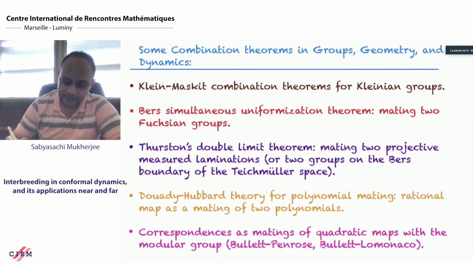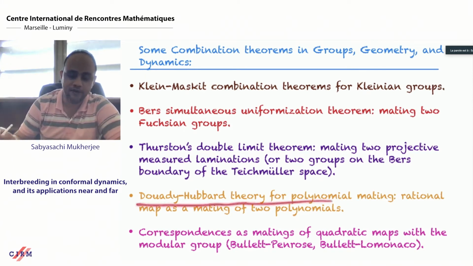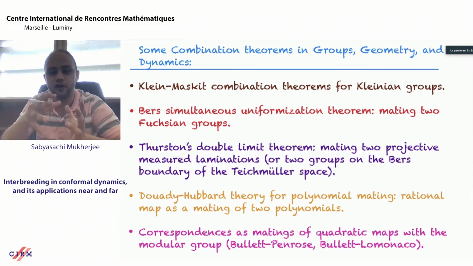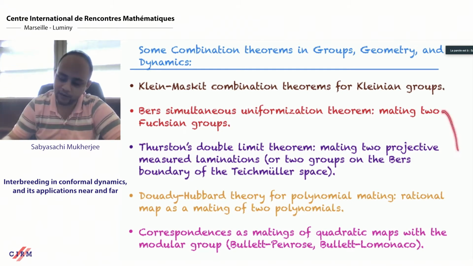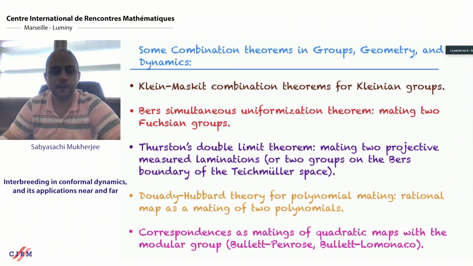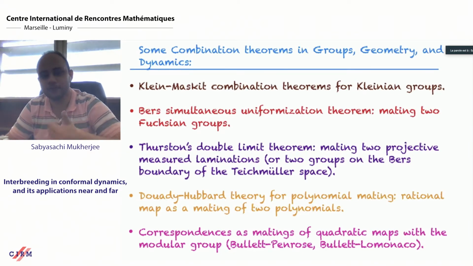On a related note, there's the Douady-Hubbard mating theory for polynomials, where you take two polynomials and glue them, if you can, to get a rational map acting on the Riemann sphere. These ideas are going to recur in my talk. However, I'm not going to be working with two groups or two polynomials. Rather, I'm going to give combination theorems for polynomials with suitable collections of groups.